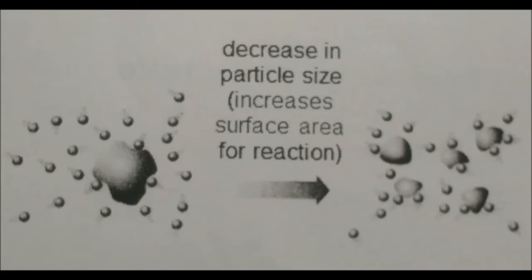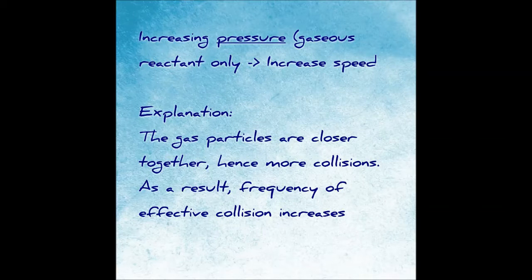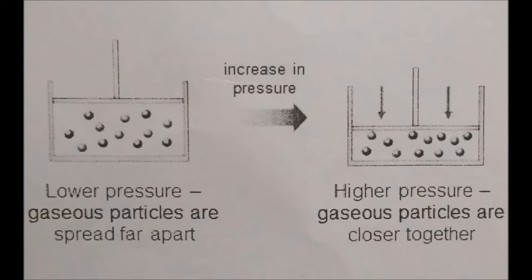And then if you have gaseous reactants, only for gaseous reactants, and you increase the pressure, it will increase the speed of the reaction. This is because when the gases are in a higher pressure environment, the gas particles are closer together, so that it will lead to more effective collisions. The diagram looks something like this.